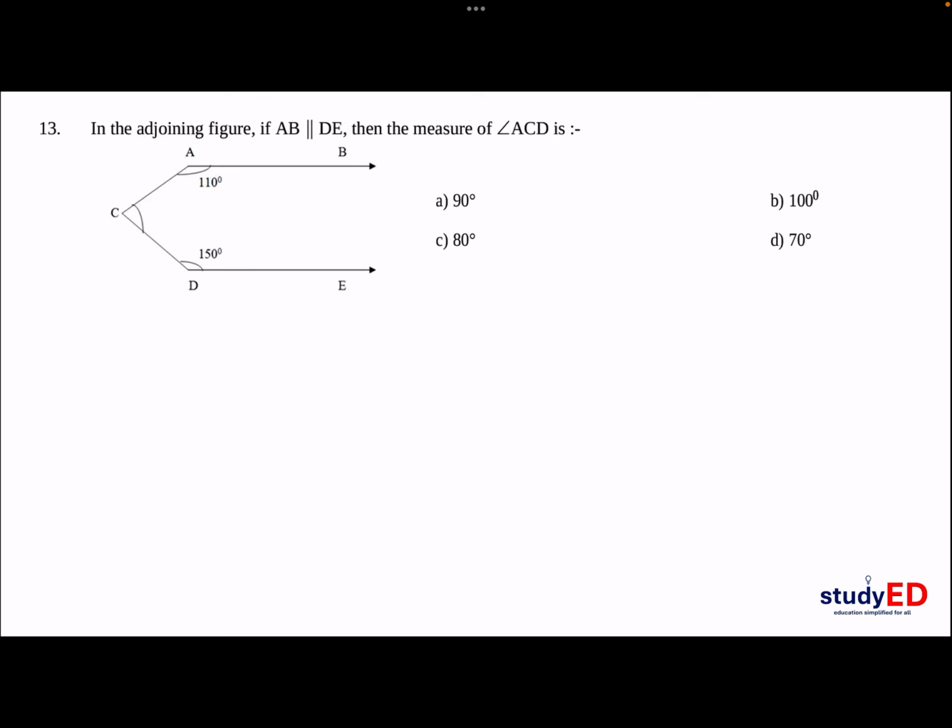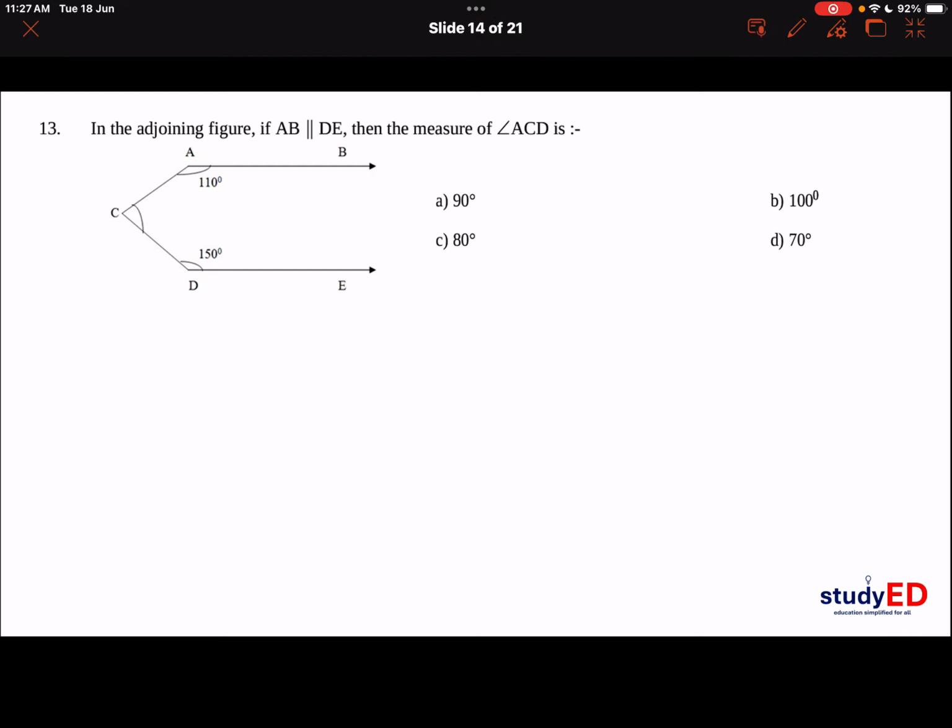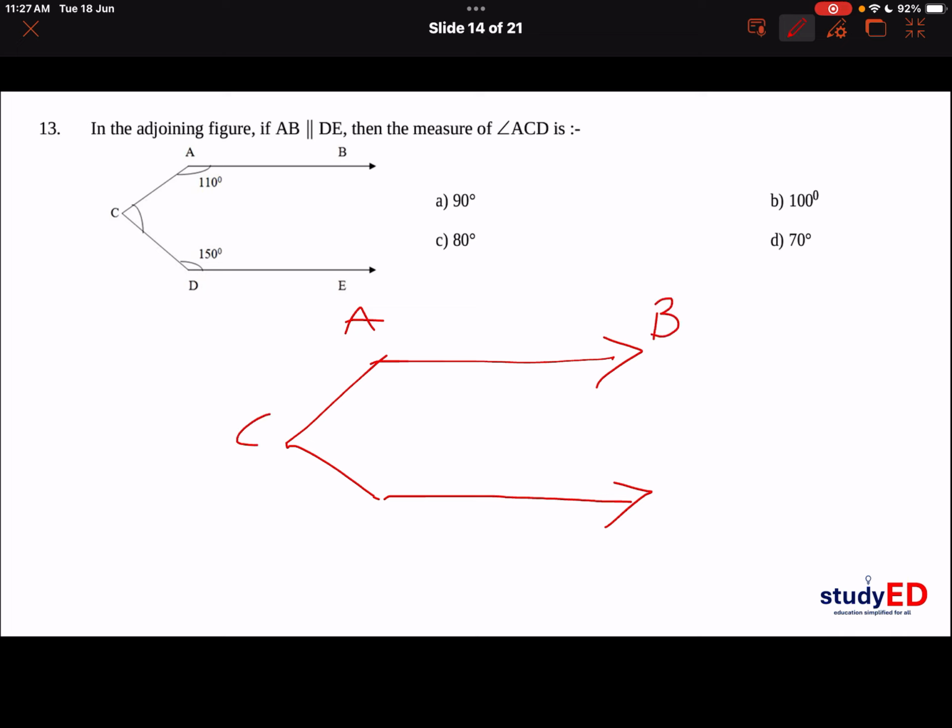In the adjoining figure, if AB is parallel to DE, then the measure of ACD is equal to. So, if these are parallel, right, let us directly take over here. Now, we can construct this figure and extend it further. This is A, B, C, D, and E. Okay, now let's extend this figure over here and this figure too.